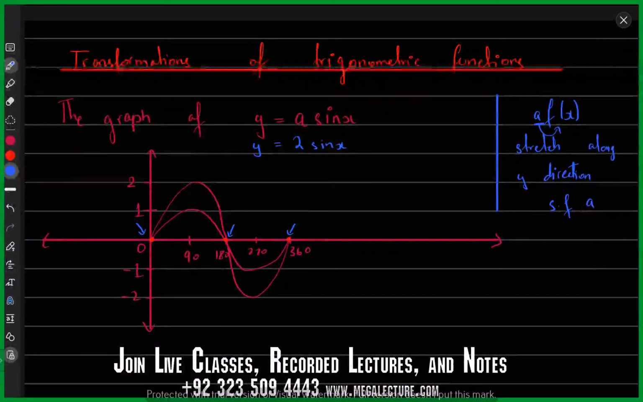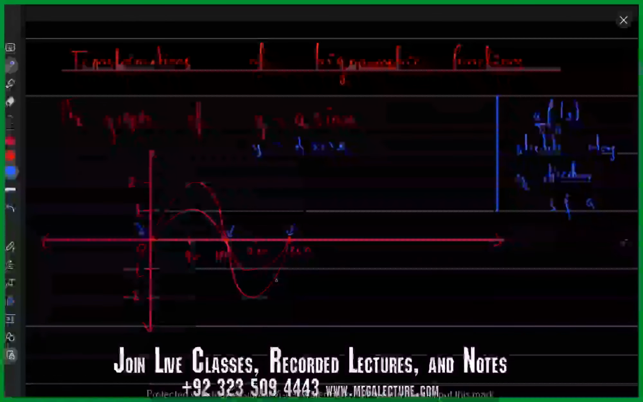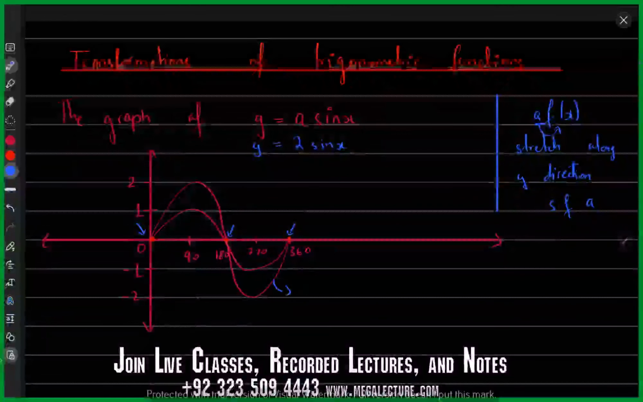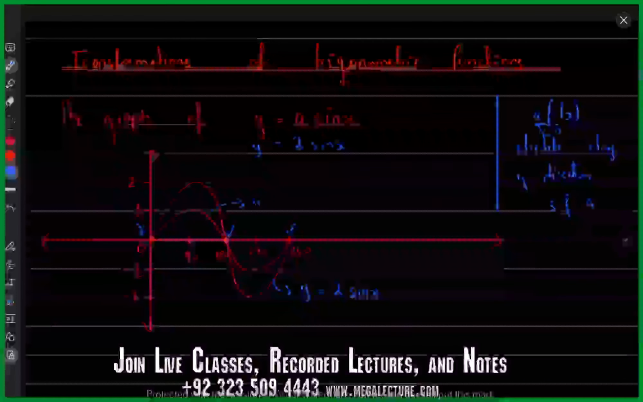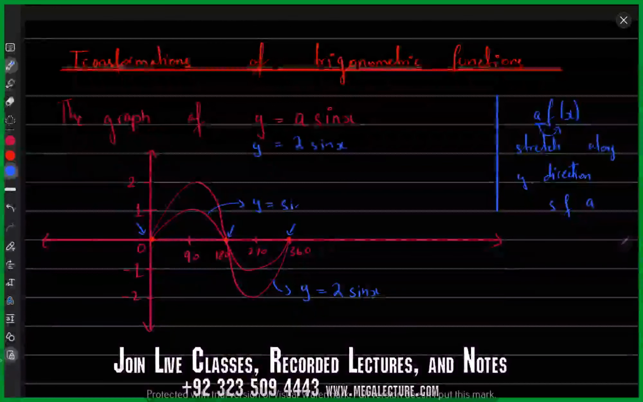Any confusions with this part? No, miss. Okay. This is the graph of y equals sine of x. And this one is basically y equals 2 sine of x. Okay. All right.